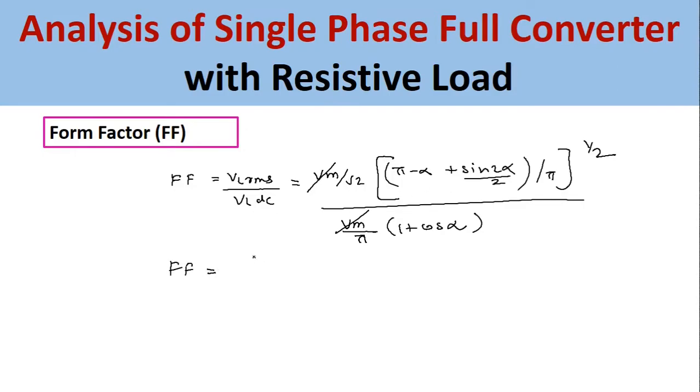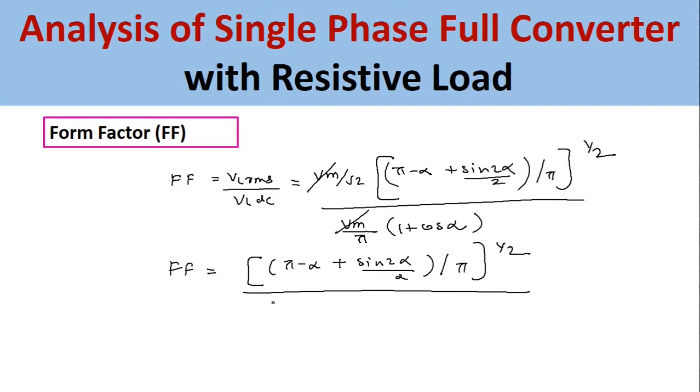FF will be equal to this whole value, that is (pi minus alpha plus sine 2 alpha divided by 2) whole divided by pi, to the power 1 by 2, divided by root 2 into (1 plus cos alpha) divided by pi. So this is the final equation of the form factor for the single phase full converter with resistive load.